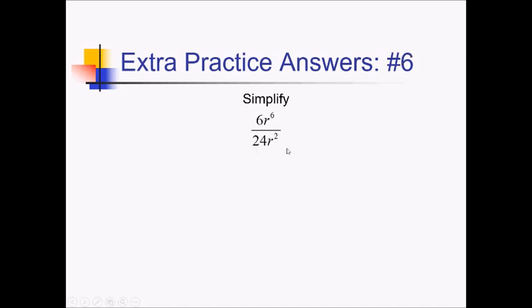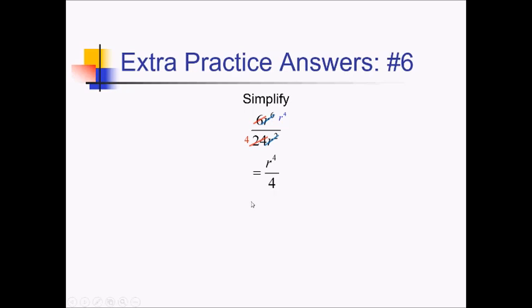For this problem, there isn't really any factoring to do. This is all just reducing. 6 and 24, that can be reduced. Reducing it by 6's, we can get a 1 in the numerator and a 4 in the denominator. And then r to the 6 and r squared, since those are the same base, we can also reduce those. Subtracting the exponents, we get an r to the 4th upstairs. So when all is said and done, we end up with r to the 4th on top, and down below we have a 4.